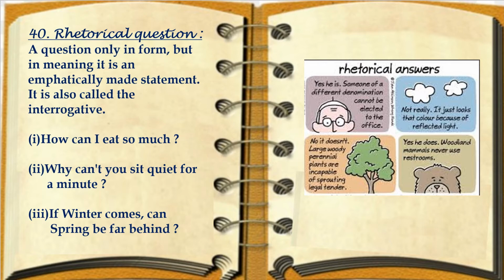Why can't you sit quiet for a minute? Here the answer is not expected. The instruction is given that you sit quiet for a minute. If winter comes, can spring be far behind? Here the statement is that after winter there will be spring. So the sentences which are made in the question form to convey a statement or a message are called rhetorical questions.